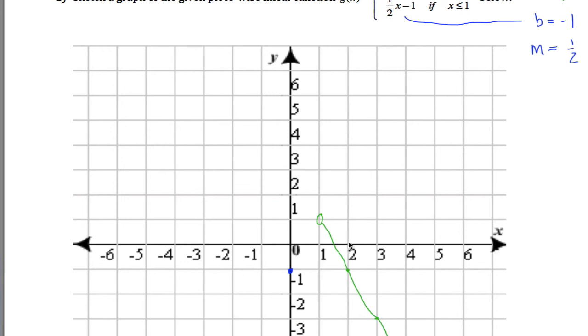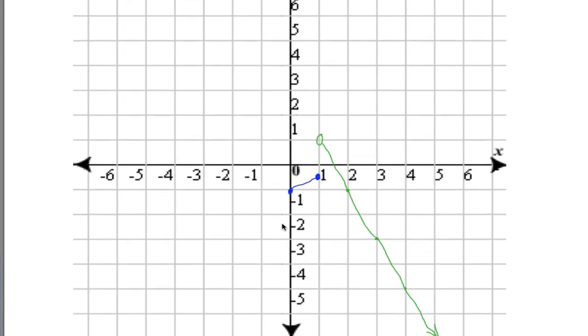I don't want this point to be on my graph because I don't want my graph to start until I get to 1. So I kind of go as though I were trying to connect those dots and then stop right here. Same idea over here. I could go over 2 and down 1, over 2 and down 1, over 2 and down 1. And connect those dots as best I can. It's actually a pretty straight line. Oh, not anymore. Good enough.